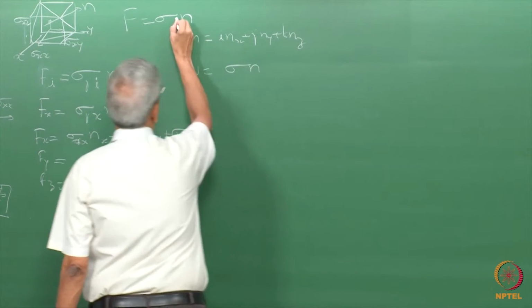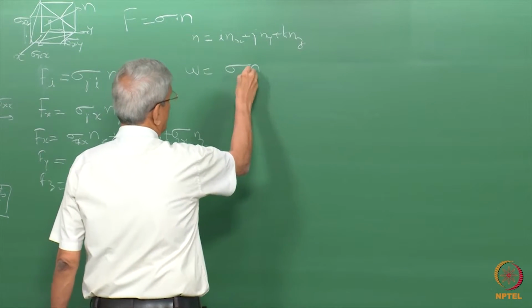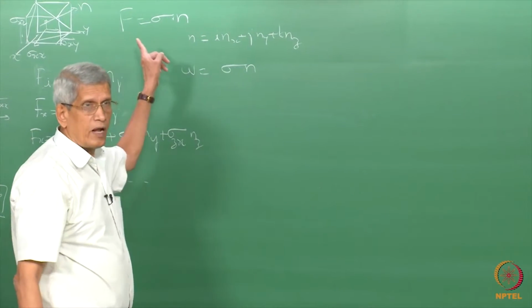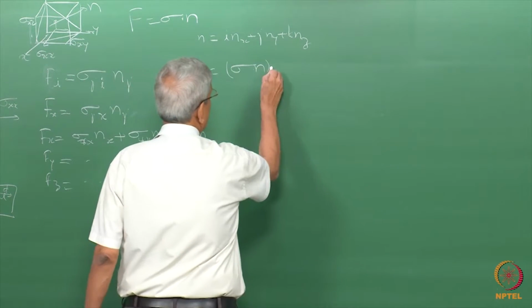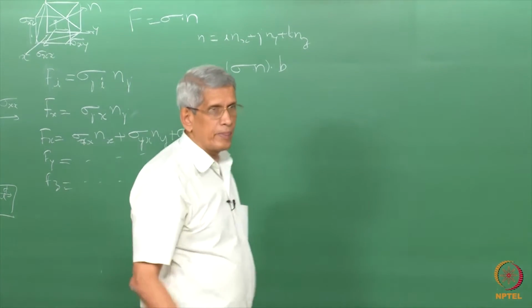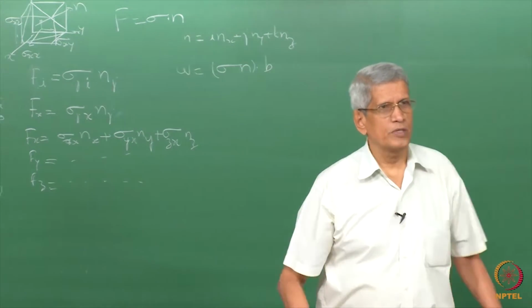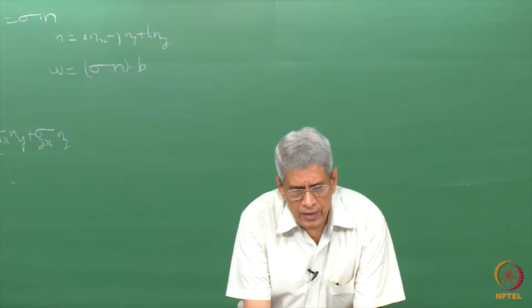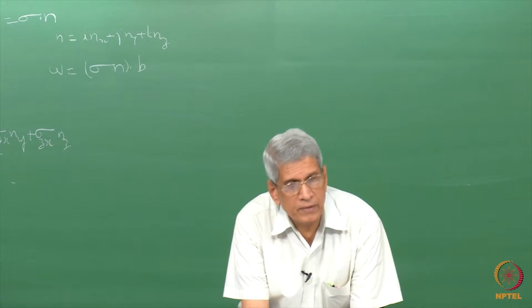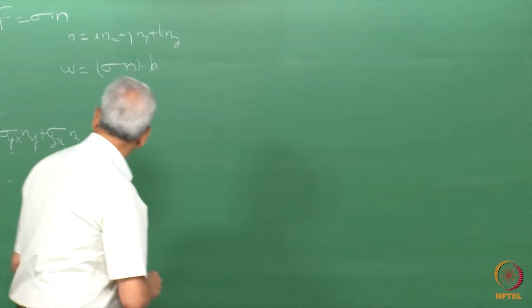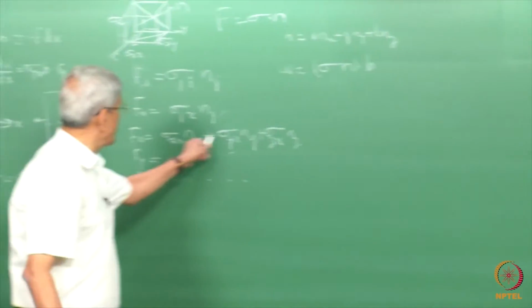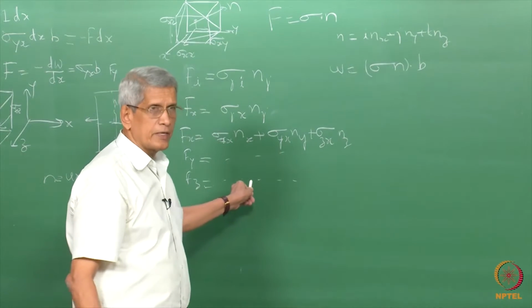sigma n dot b. You should understand that when I put a dot here, this is not the dot product which we use for vectors. This dot b will come. This is the work which is going to be done. If you try to expand this, that is, this force, we have already written the terms.